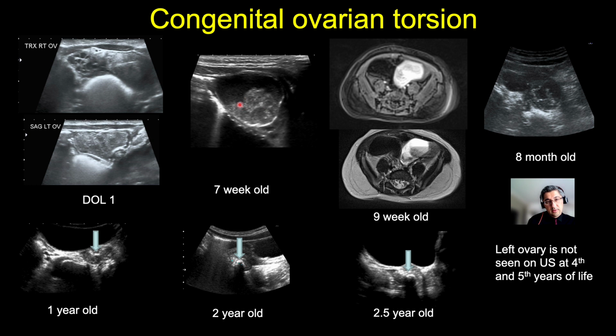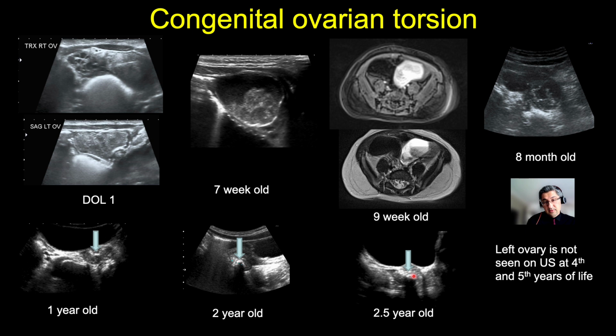This is a hemorrhagic level, and we can see the anechoic simple content better, 7th week. This appearance was confirmed with MRI on 9th week, and there is improvement on 8th month. And on the first year, we start seeing this focus of calcification in the affected ovary, and it persisted to 2.5-year-old.